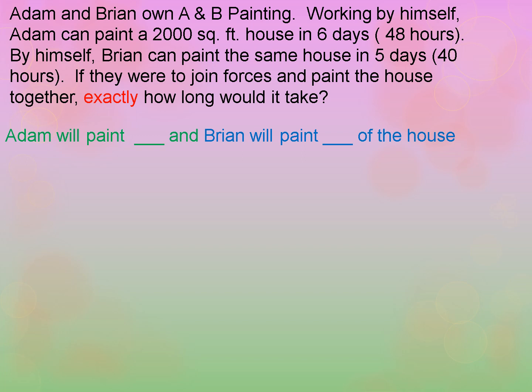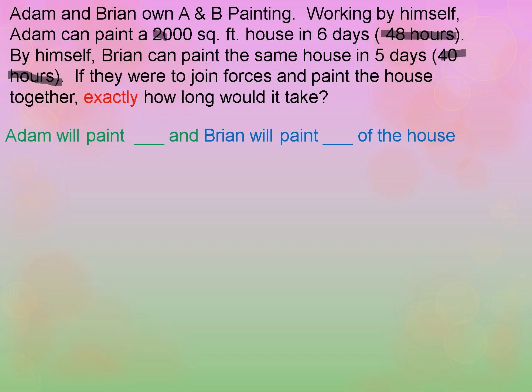Now, the fact that it says exactly means that if it's a fraction, we're going to leave it a fraction. But let's get rid of some non-important information, like 48 hours and 40 hours. The only thing that's telling me is that they're both working 8-hour days. So in other words, one person is not working any longer than the other. They're both only working 8-hour days.